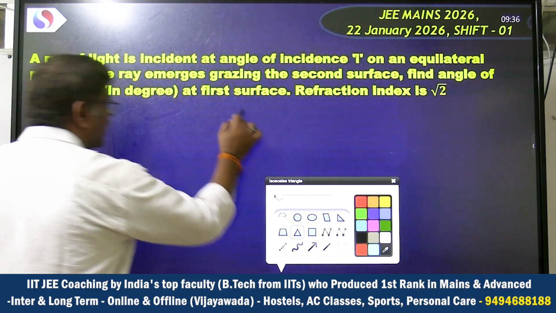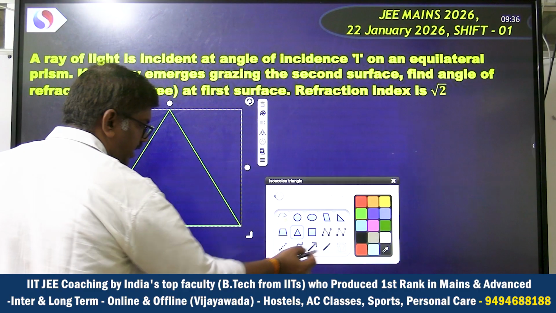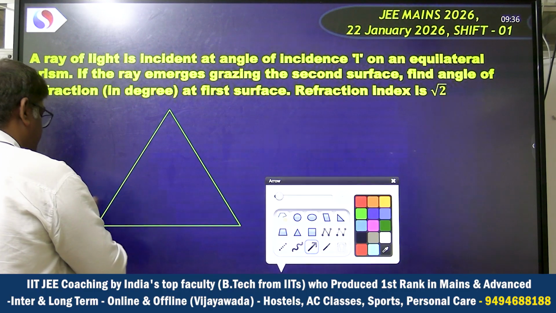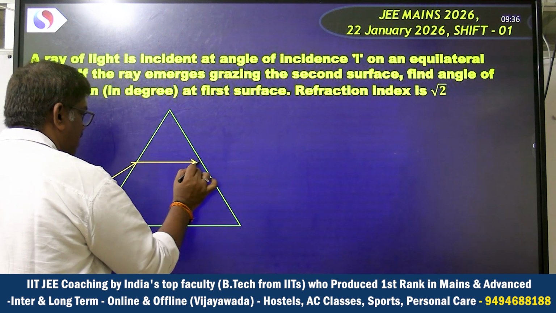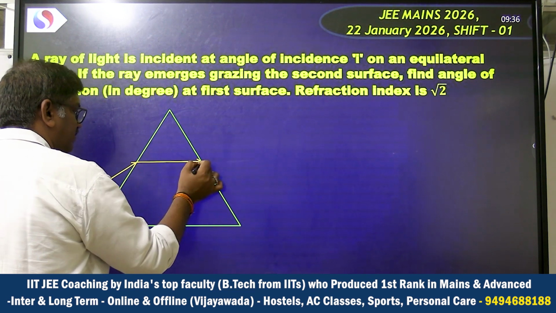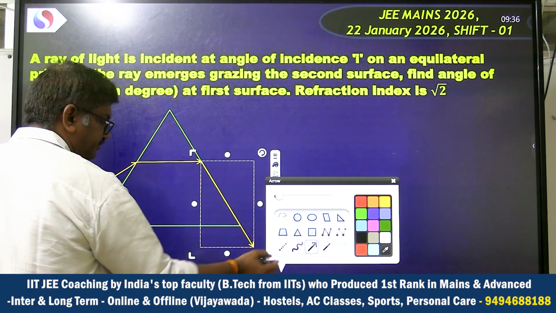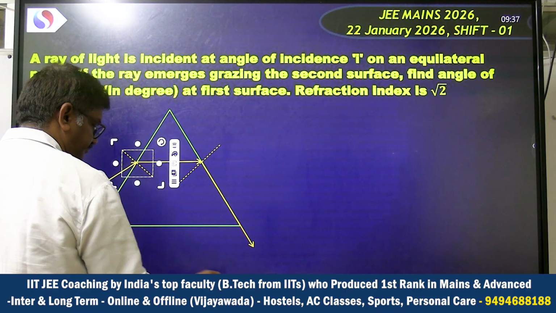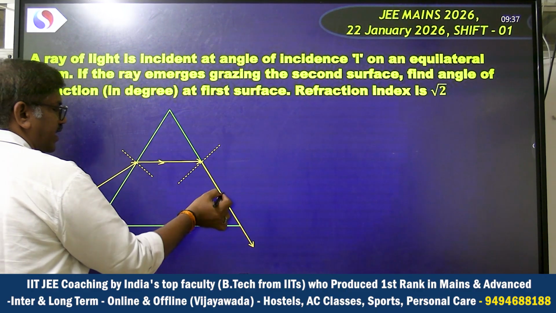So there will be an equilateral prism, and the ray is incident at some angle I, so it will be refracted at some R1, and then after it will be grazing at the second surface. So if it is grazing at the second surface, first of all, this should be the diagram of this question.